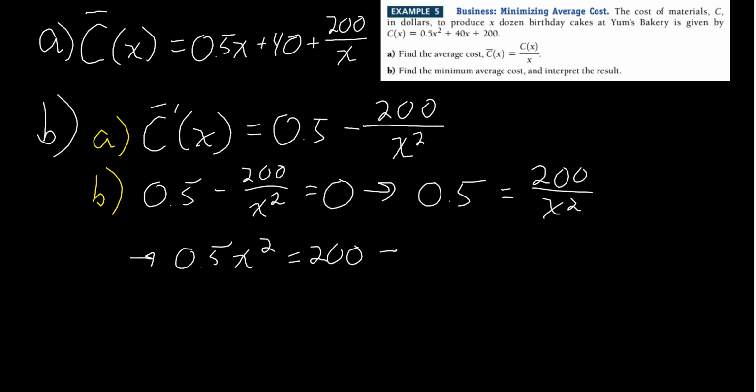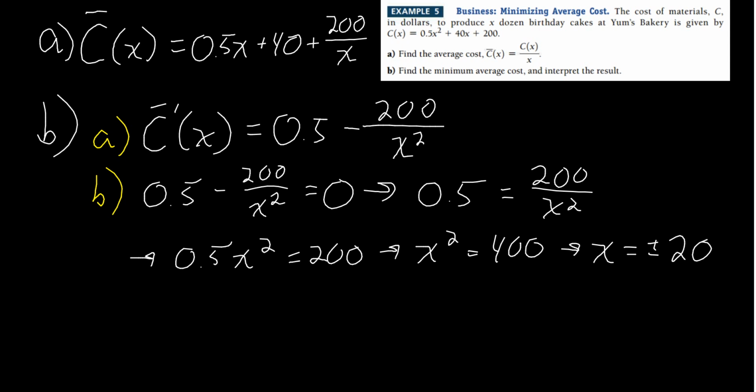Divide both sides by 0.5, so we have x squared is equal to 400. Right, and then we're going to take the square root of both sides, so we're going to have x is equal to plus or minus 20. Okay, so we have plus or minus 20.